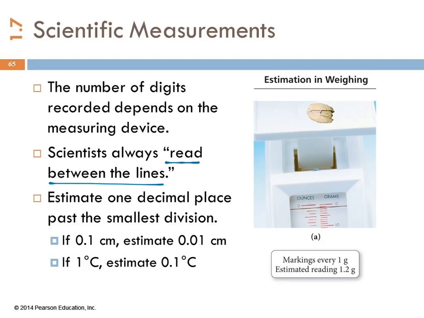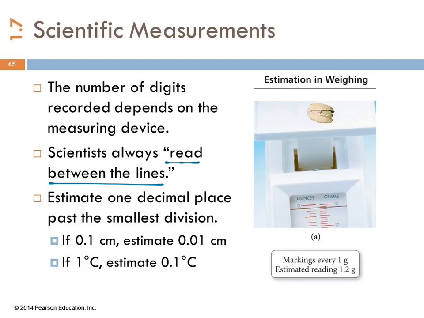Now somebody else might record it as 1.3. That's okay. There's uncertainty in the last digit. So we're always going to estimate 1 decimal place past the smallest division. So if you have a ruler that has 0.1 centimeter divisions, you're going to record your measurements with 2 decimal places because you're going to estimate between the lines. You're going to read between the lines. If the thermometer has markings that are 1 degree Celsius, the markings are on the ones place, you estimate to the tenths. Any questions?